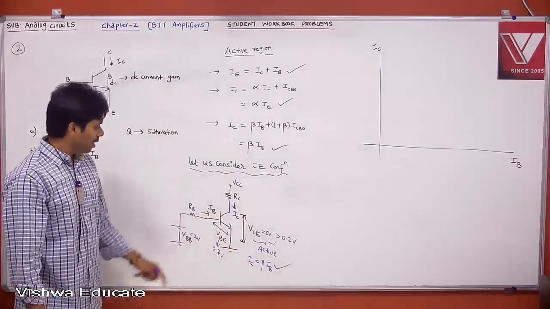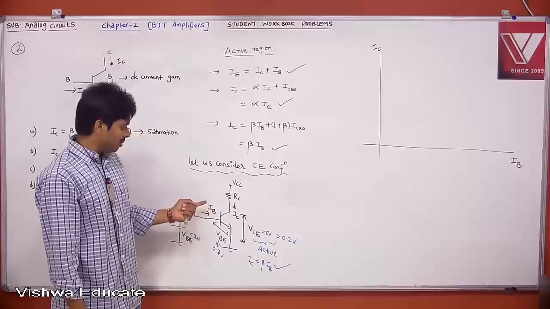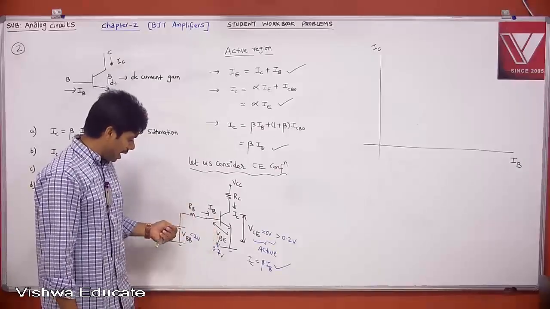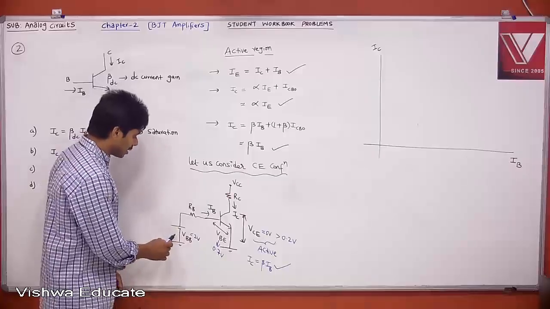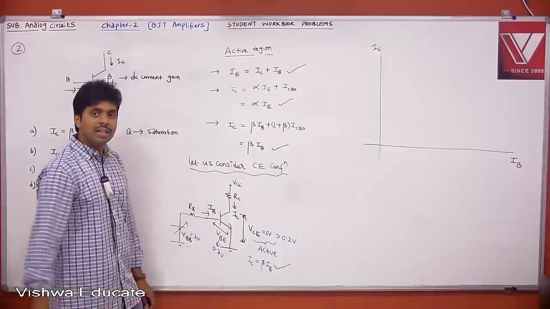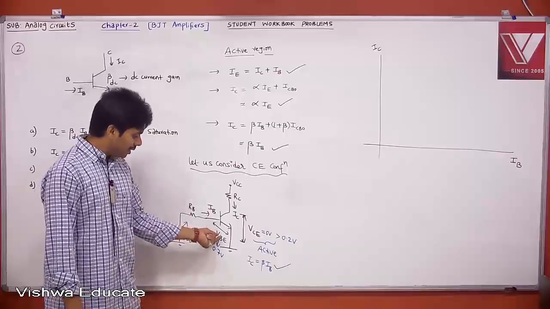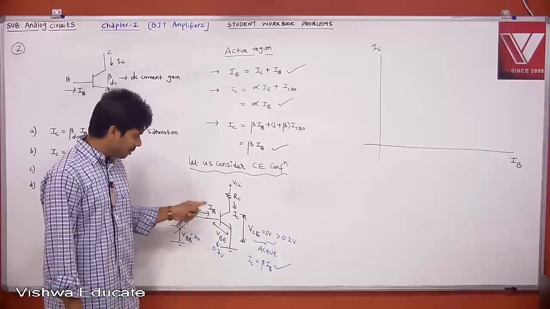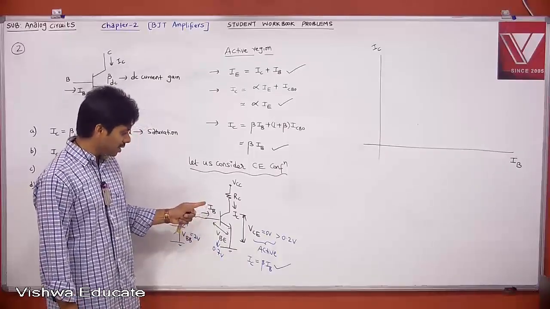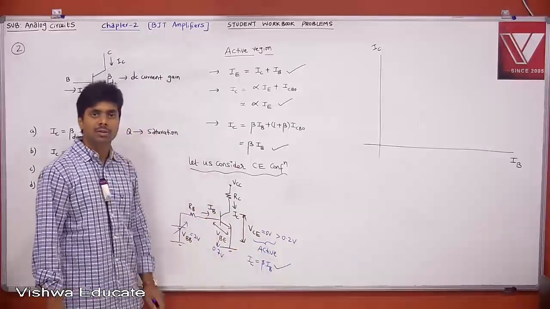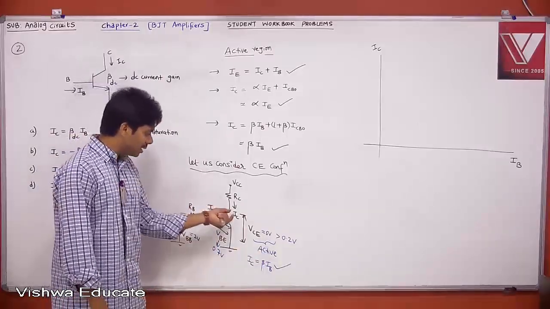Right? Therefore, let us say I am increasing my IB because I am increasing my VBE. Why? I am increasing my VBB. If I increase my VBB DC only, then my VBE will increase by a small value. Then my IB will increase. If IB will increase, surely IC will increase because IC is equal to beta into IB, that is valid under active region. Then your IC will increase.